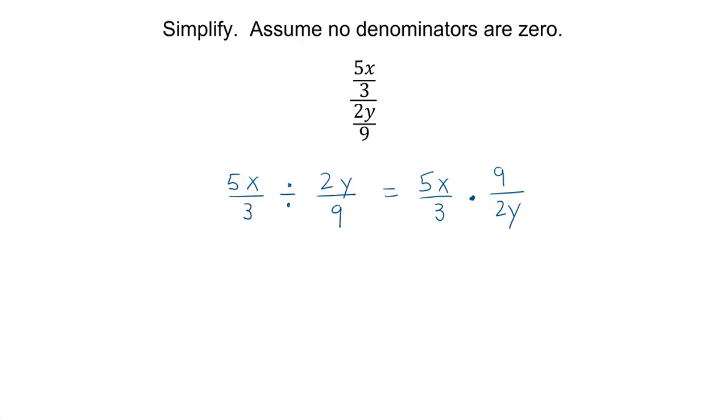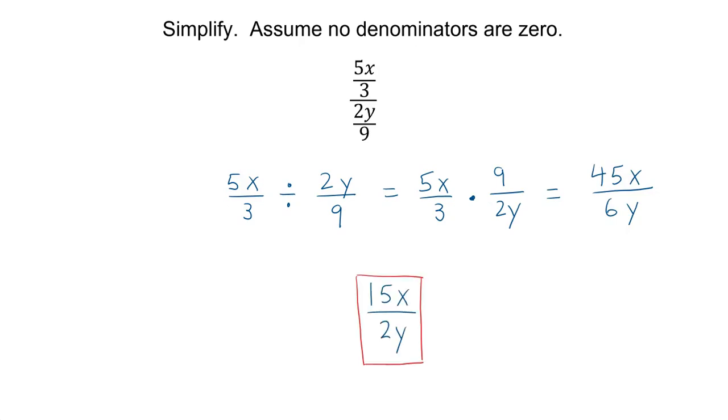Multiply top to top and bottom to bottom. That gives us 45x over 6y. And now reduce 45/6. And the final result is 15x over 2y. Notice again, when we simplified the complex fraction, the result is a plain old fraction. No fractions in the numerator or the denominator.